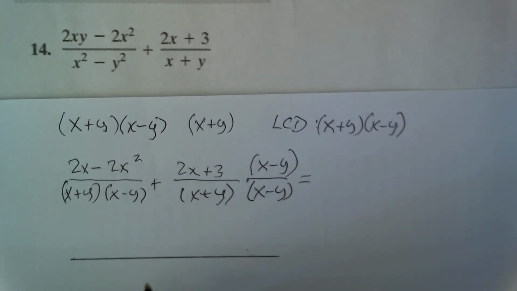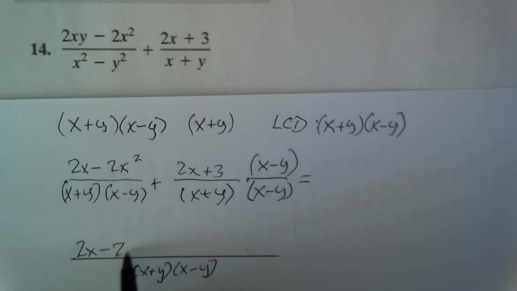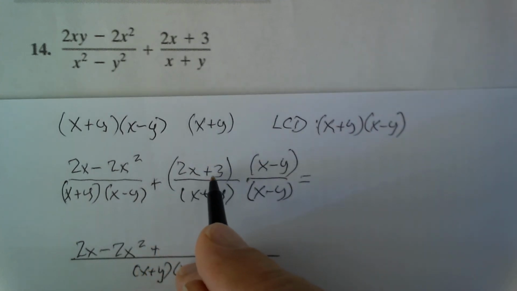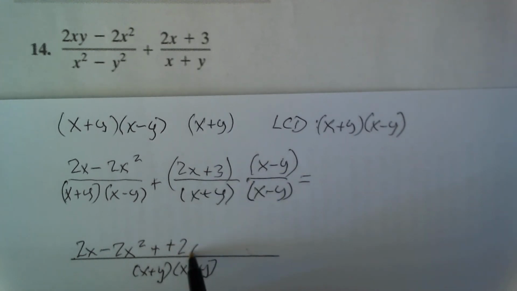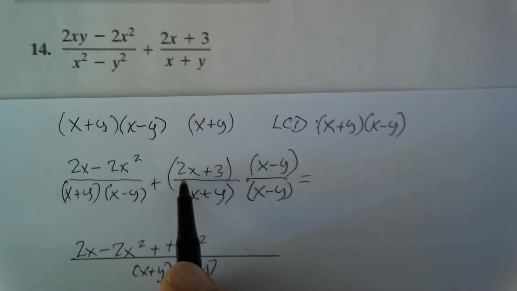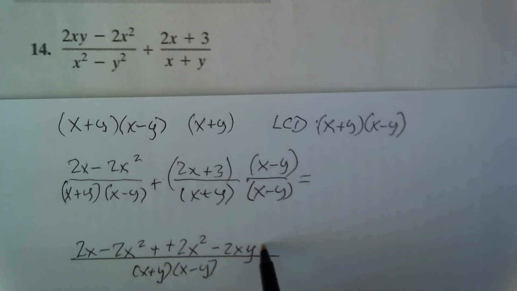Over the denominator, which is the LCD, x plus y times x minus y. So here we have 2x minus 2x squared, plus, so this is actually in parentheses also, we multiplied 2x plus 3 times x minus y. So it would be 2 times x would be 2x squared, and then 2x times minus y is minus 2xy, and then we have 3 times x is 3x, plus 3x, and then 3 times minus y is minus 3y.